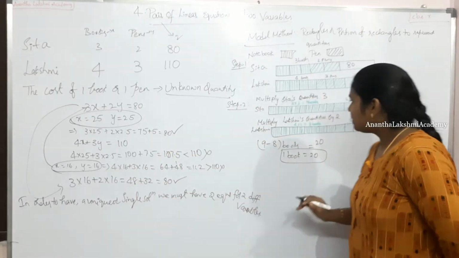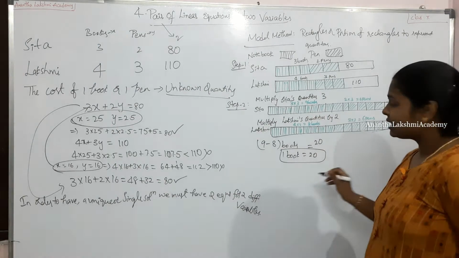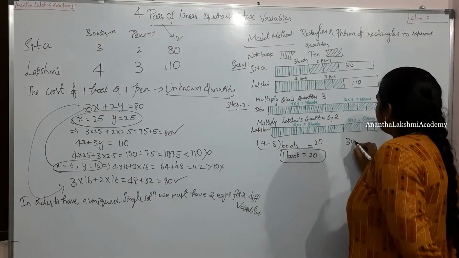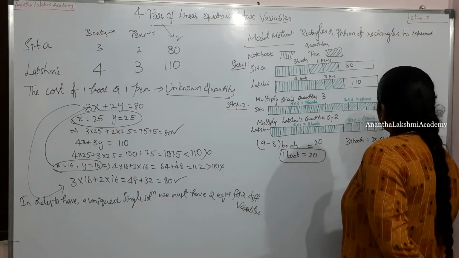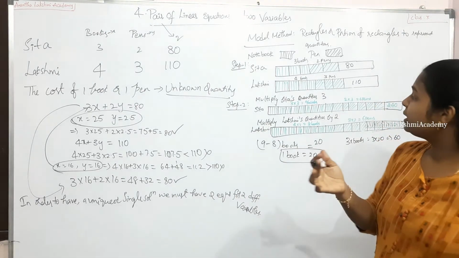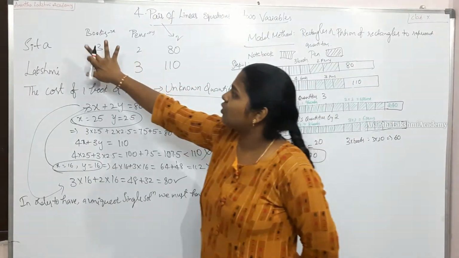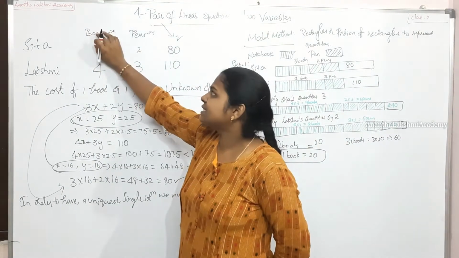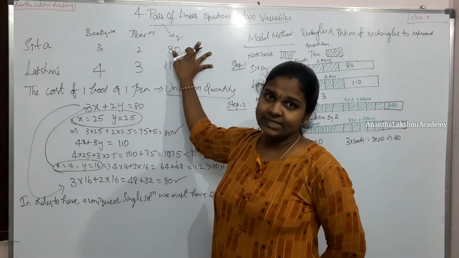Alright, now what we said, 3 books cost is equal to 3 into 20, 60. Isn't it? Now what would be the cost of 2 pens in case of Sita? Now that we know the cost of 1 book, 3 books is 60 rupees. Now total cost is 80. 80 minus 60 is 20.